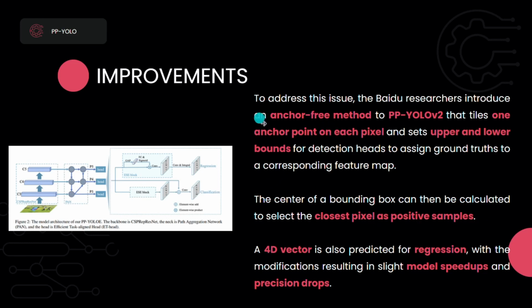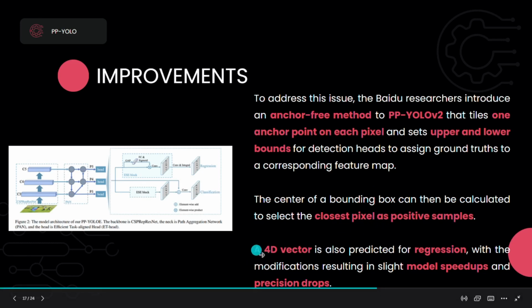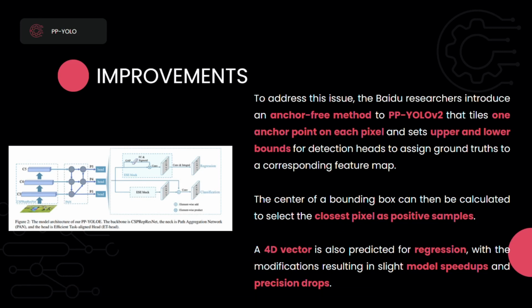So when these anchor points are associated with each pixel, the closest pixels to the center of the bounding box, the ground truth bounding box, are considered as positive samples, and the rest are considered as negative samples. And a 4D vector is also predicted for regression, with modifications resulting in slight model speedups and precision drops.